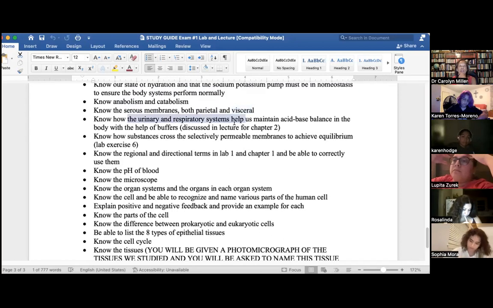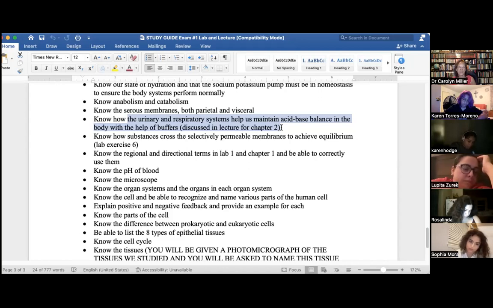Know how the urinary and respiratory systems work to help us maintain acid-base balance in the body. So the question may describe a patient that is in metabolic alkalosis or acidosis, and it may say what organ system is a quick-acting organ system to help that patient return to homeostasis. It would be quick-acting, it would be the respiratory.